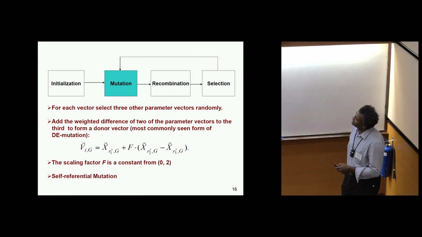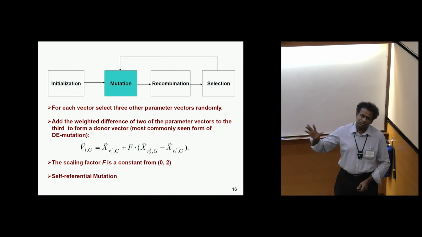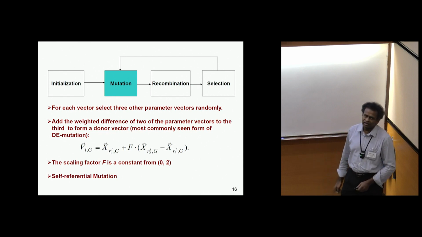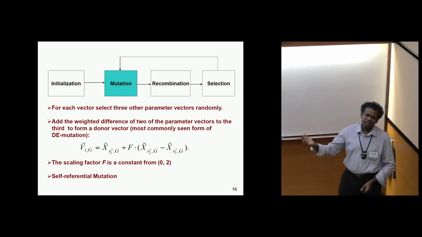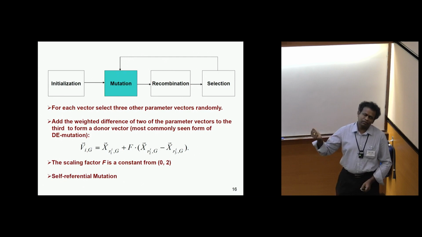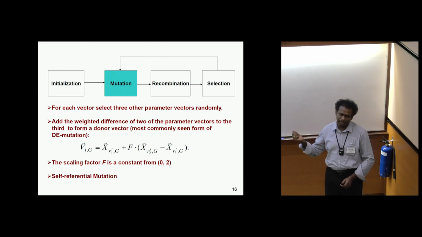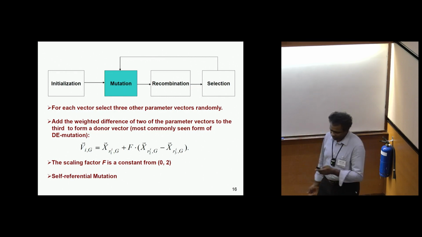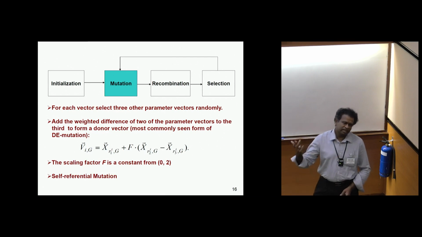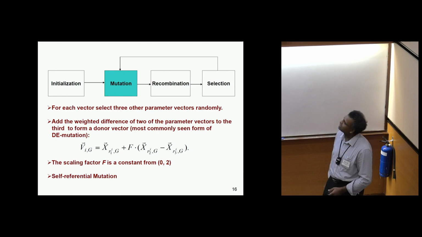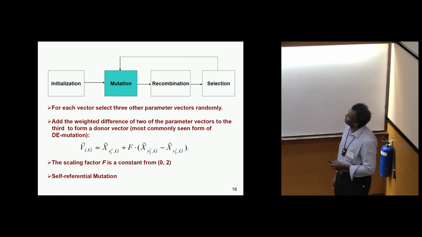If you look at this, R1, R2, R3 are 3 different solution members coming from the population. They are different from the ith member and randomly selected from the remaining population. So your total population size is NP. From the NP population, you exclude the ith member. After excluding the ith member, you select 3 members randomly. So this is one mutation equation.